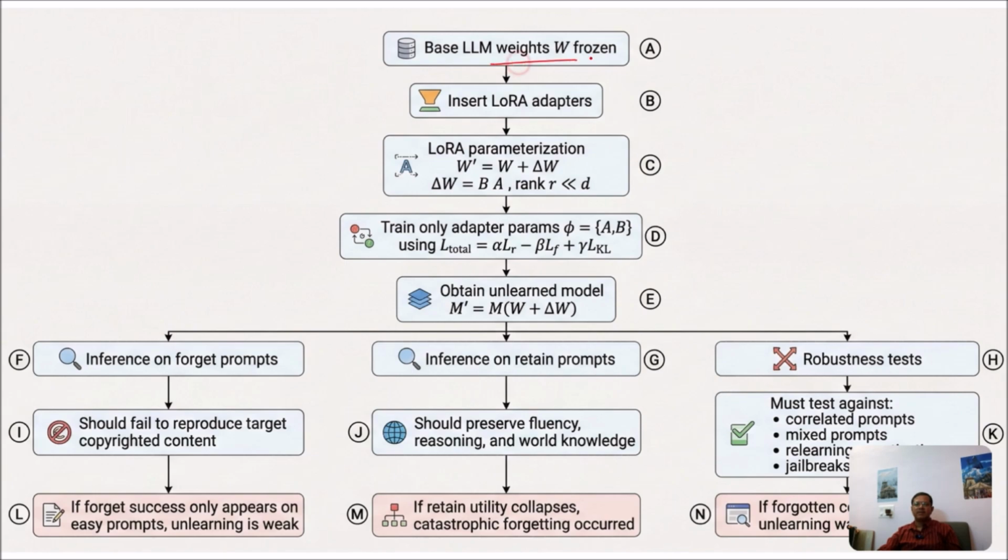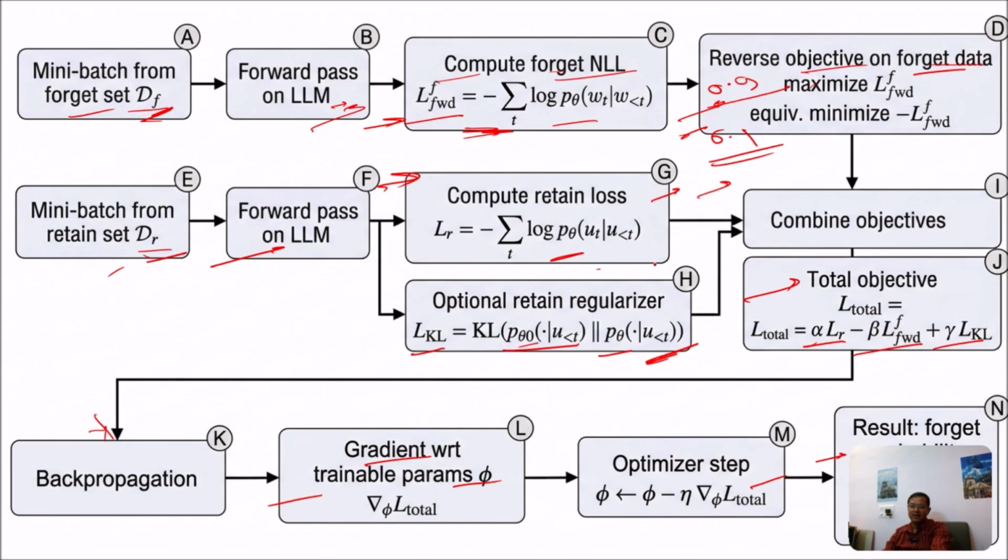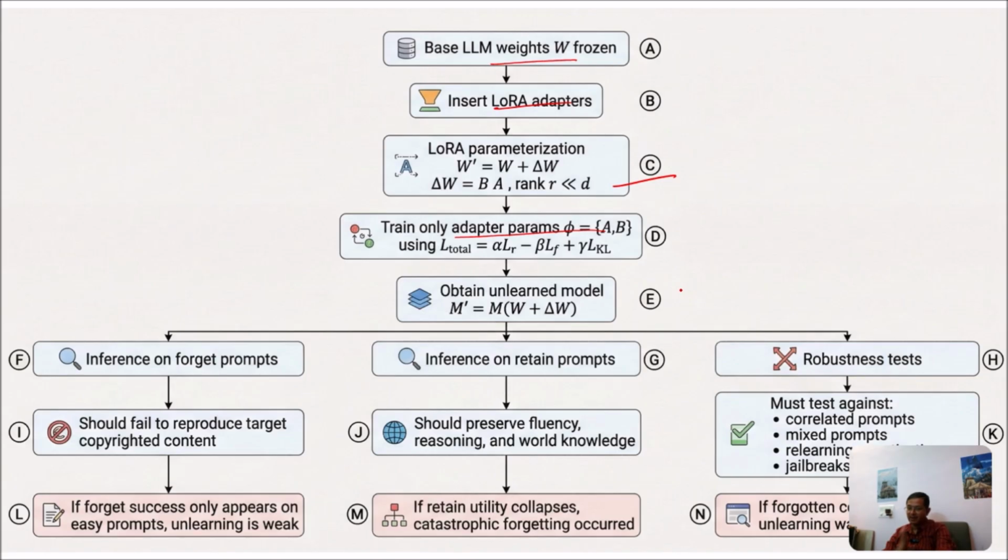Here you have a base LLM with the actual weights frozen. If you go through the LoRA tutorial, you can easily understand those parts. After that, insert the LoRA adapters. We can take the B and A matrices. This is the criteria to select those matrices, and only on those adapter parameters phi are we applying the learn or unlearn objectives, not on the entire large language model. Be careful on this.